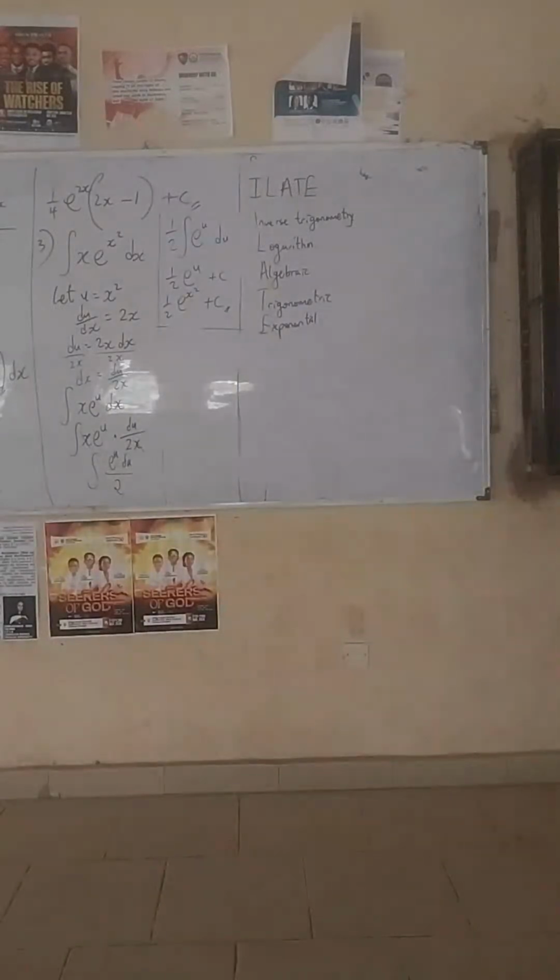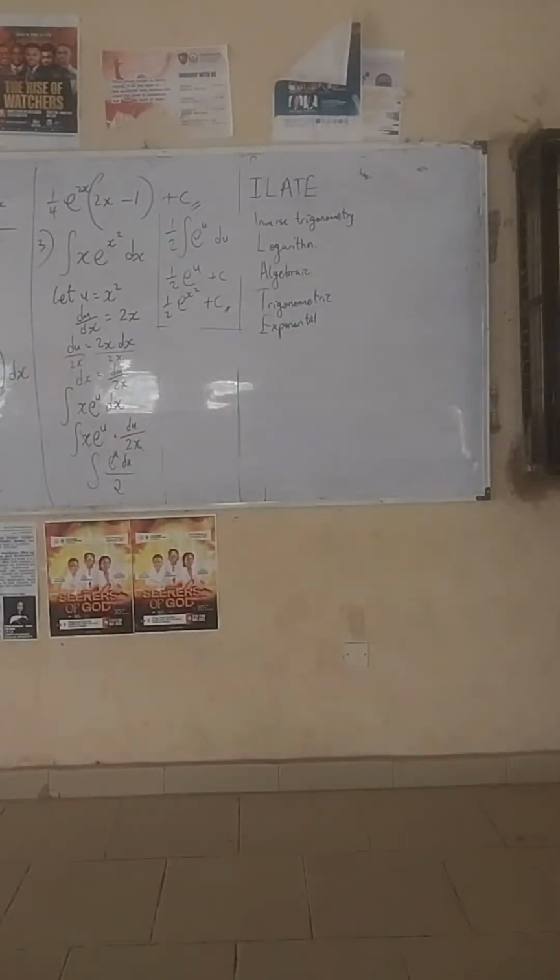For integration by parts, it has a law. So it's not every time you choose the first one. It's not like number 3 or number 2. So it has to follow this law: inverse trigonometry, logarithm, algebra, trigonometry, exponential. So we use this LIATE law. Now, in number 3, we have x and we have an exponential. That means exponential will come last. Exponential is the last one.